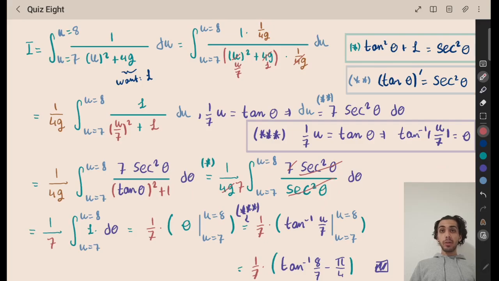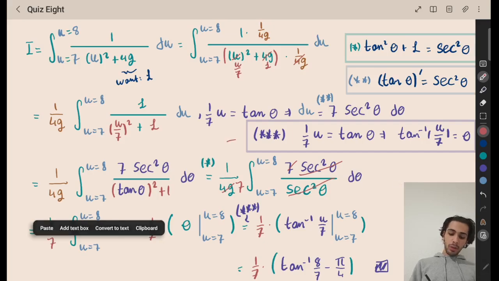But I need to be careful because this is an integral and there are some other details. Like, for instance, the rate of change of u and the rate of change of theta. If I want to change this integral to be an integral in theta, then I need to account for the rate of change of u. So I take the derivative of both sides, I know this fact, so I use it. And then I write down my integral, and it cancels out very nicely.